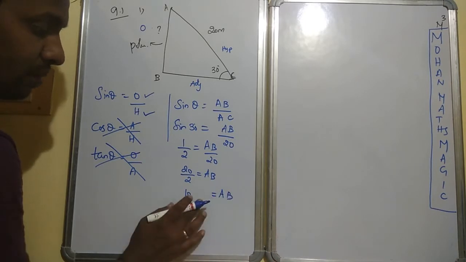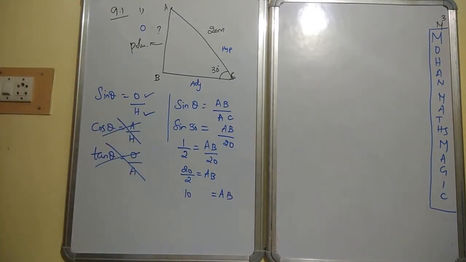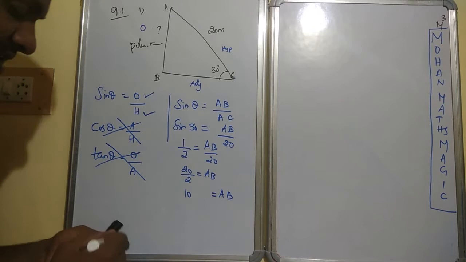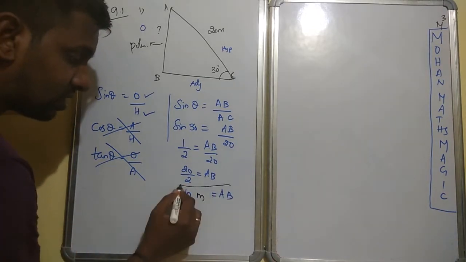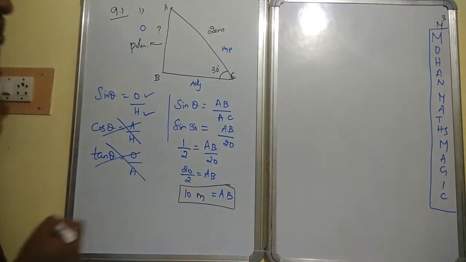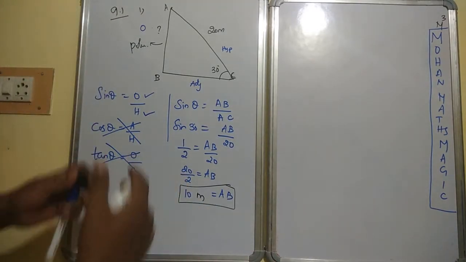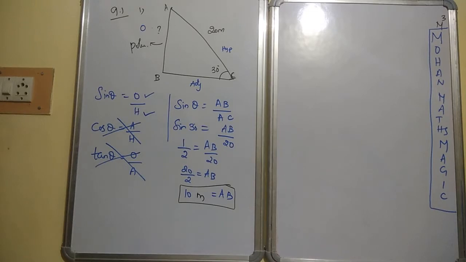We should not stop here. What is next? 10, they have given meter, centimeter. So I will write in a different color also, because they will ask you for 10 meter. The board correction teacher will expect that meter is there or not. So like this you have to see the question. Okay. Second question.